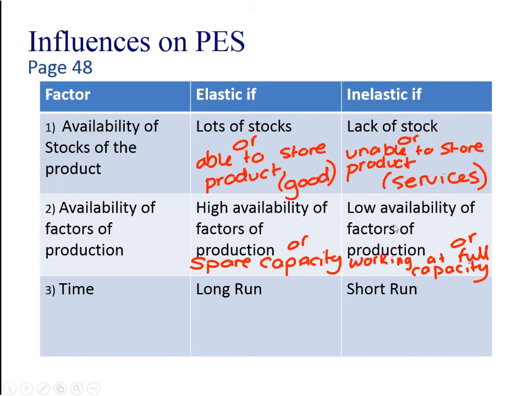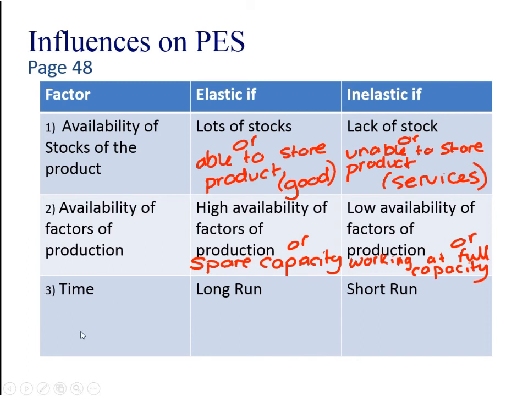If you've got low availability of the factors of production, maybe you need some really skilled people to work for you. Maybe you need some really specialist machinery that's going to take a while to get to you if you need to order, or you're already working at full capacity, so it's going to be really hard for you to increase the quantity that you're supplying. It's going to be inelastic.